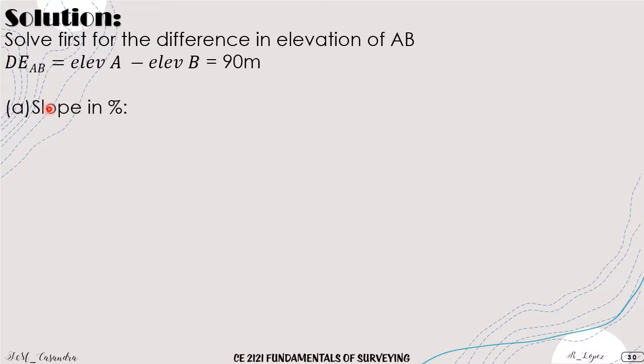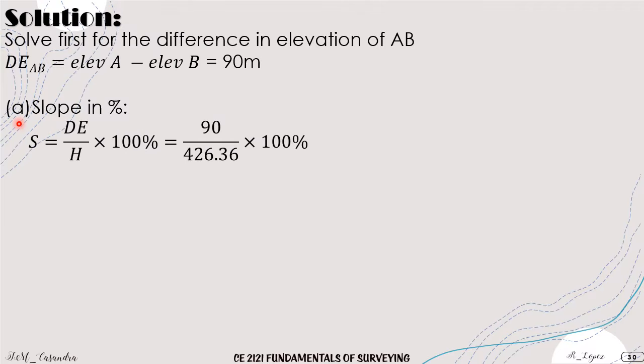So for the slope in percentage, this will simply be dE divided by h times 100. Or that is now the difference in elevation divided by the horizontal distance between points A and B, which will give us an answer of 21.11%. So take note that this should be a negative value as we are moving downwards from point A to point B.